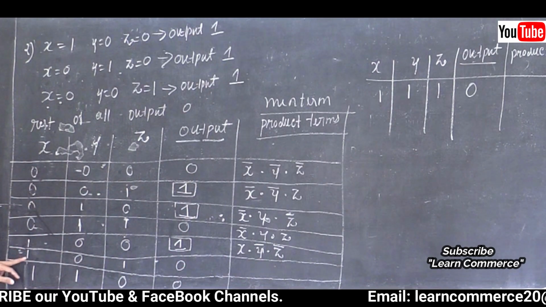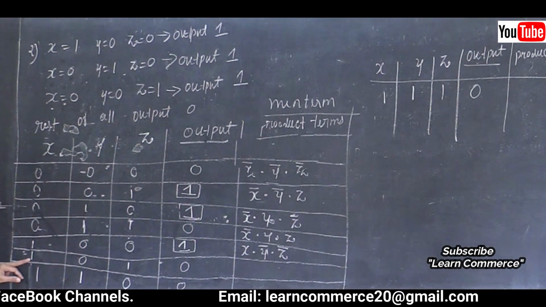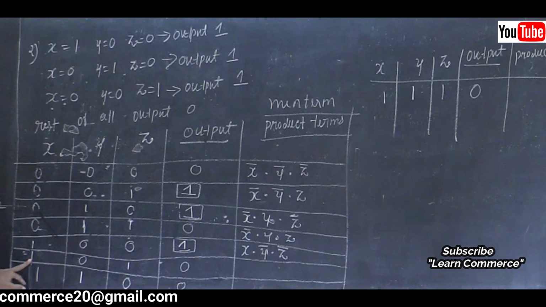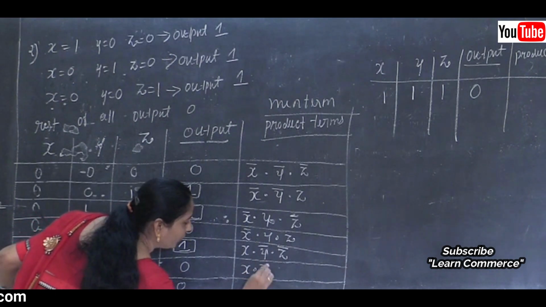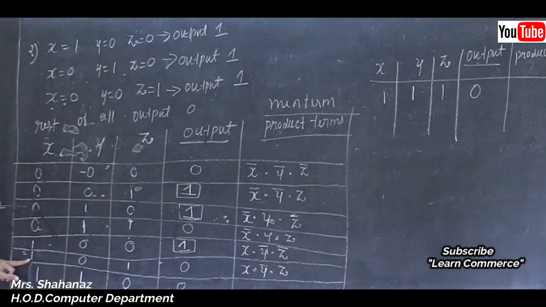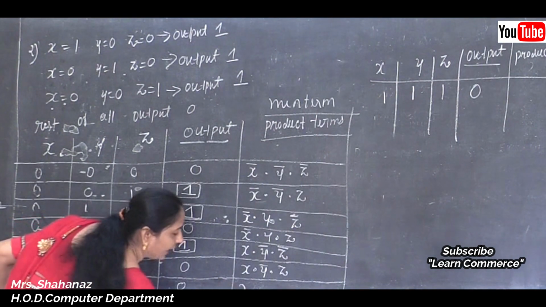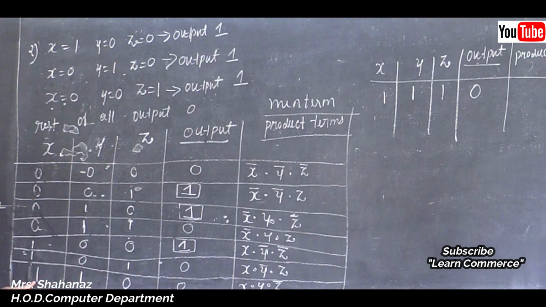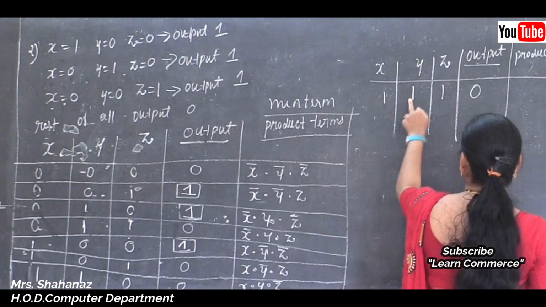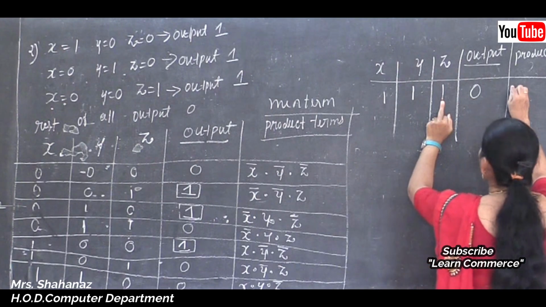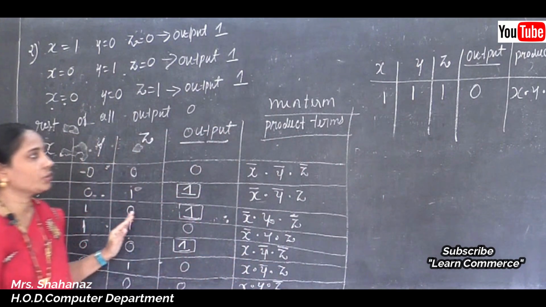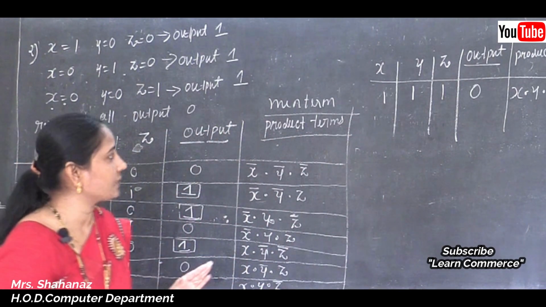So depending on the value, I am going to take the variable with or without complementation. Now 1, 0, 1: x, complement y, and just z. 1, 1, 0 means x and y and complement z. Lastly 1, 1, 1: x and y and z, with no complementation to any variable. So this is called the product terms.